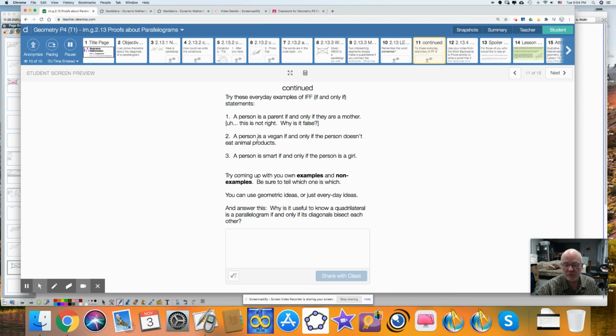So you can use this with your ideas of quadrilaterals. For instance, a quadrilateral is a parallelogram if and only if the opposite sides are congruent. Instead, we could say if a quadrilateral has opposite sides congruent, it is a parallelogram if and only if it is a parallelogram. So you could reverse the arguments.